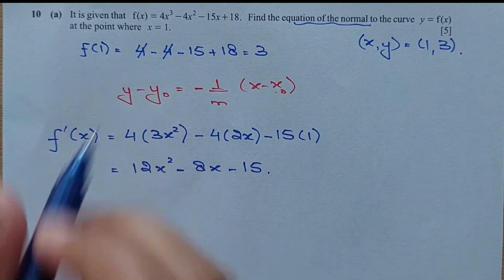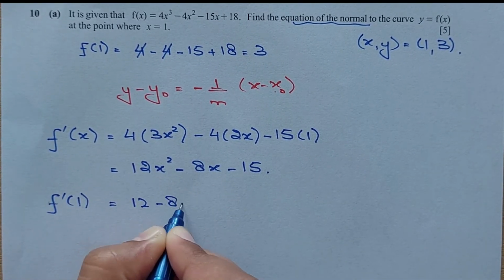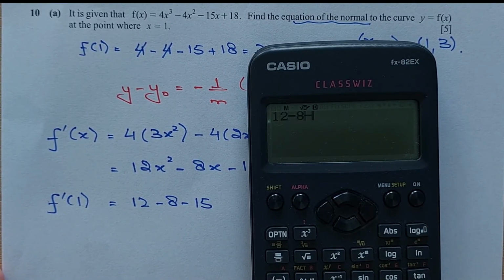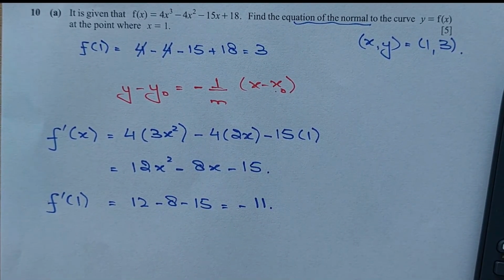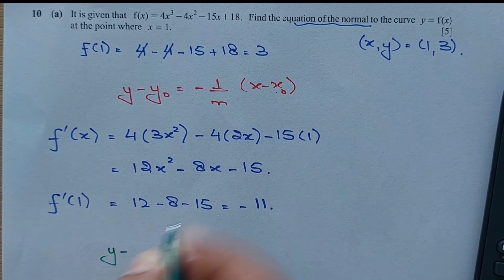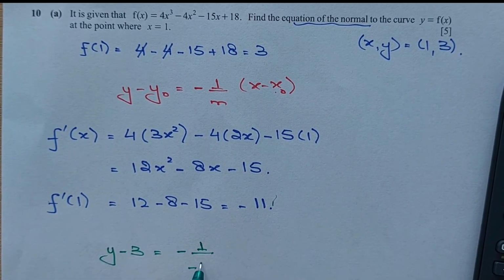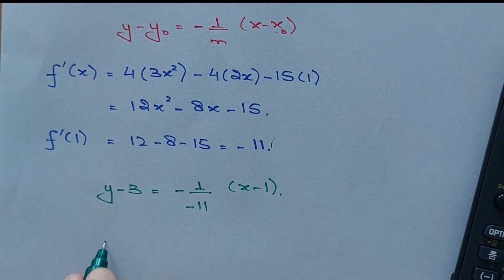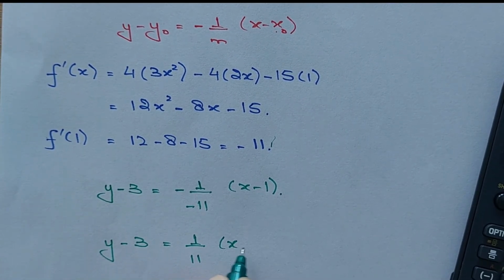Now we need to find it at x equals 1. So what is f prime of 1? That is 12 minus 8 minus 15. This is minus 11. Right. Now substituting everything into the equation of the normal, y minus y naught, that is 3, equals minus 1 over the m value, minus 11, into x minus x naught, that is 1. So we can say that the equation of the normal is y minus 3 equals 1 over 11 into x minus 1.